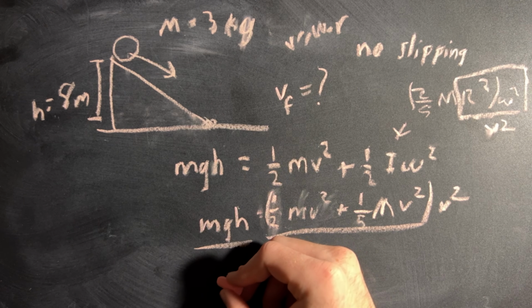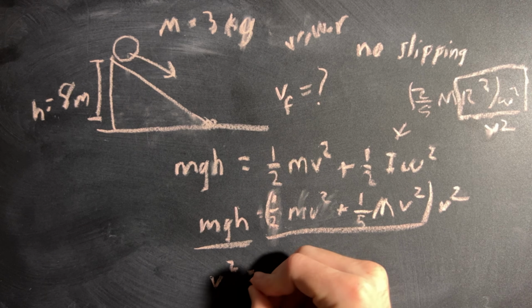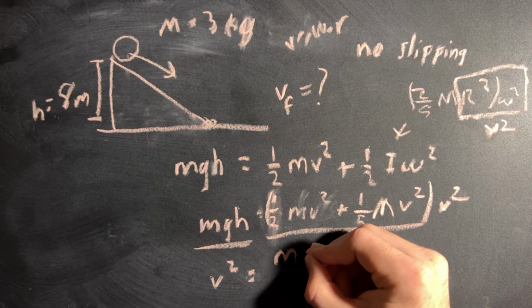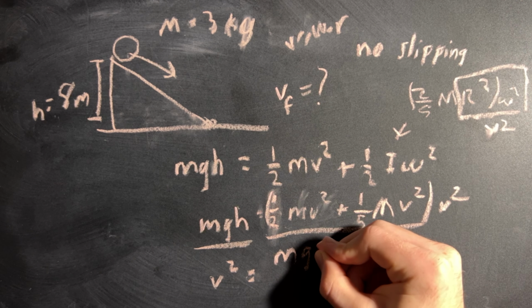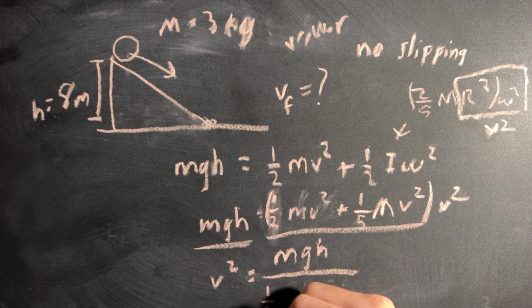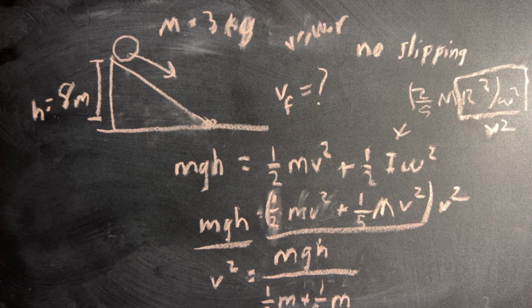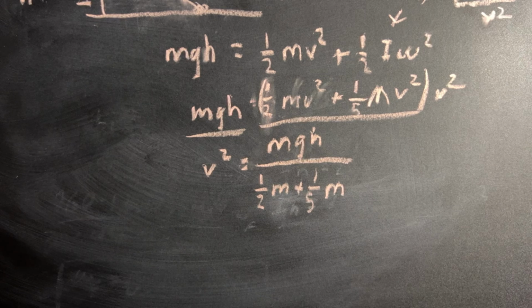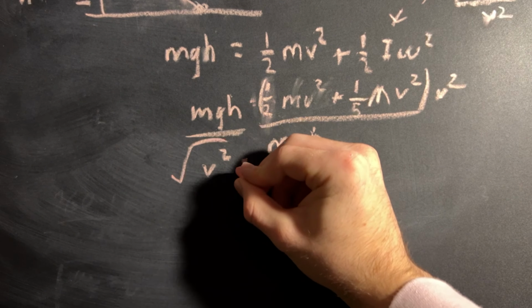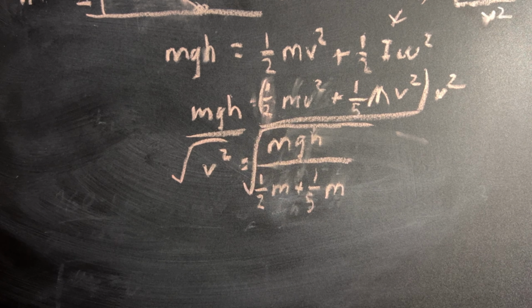So that would simplify to v squared equals mgh over 1/2 m plus 1/5 m. Like so. All there's left to do here is square root both sides, like so. And then we can plug in values.